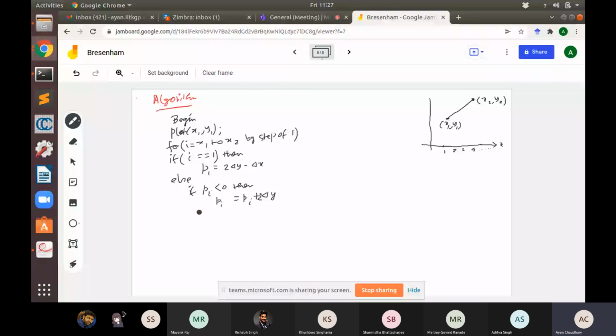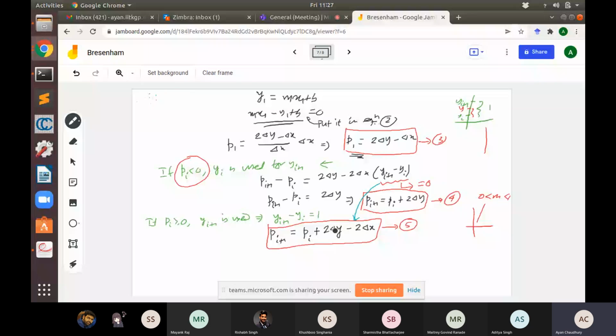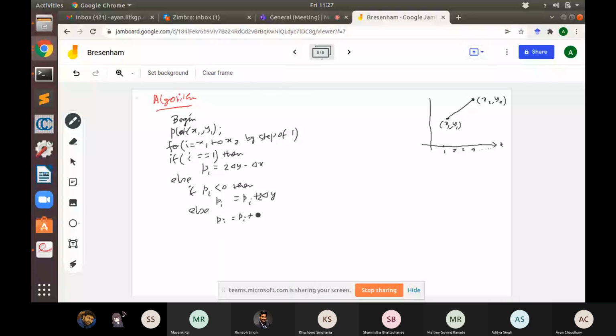Okay, and else, pi will be this one: pi plus 2 delta y minus 2 delta x.